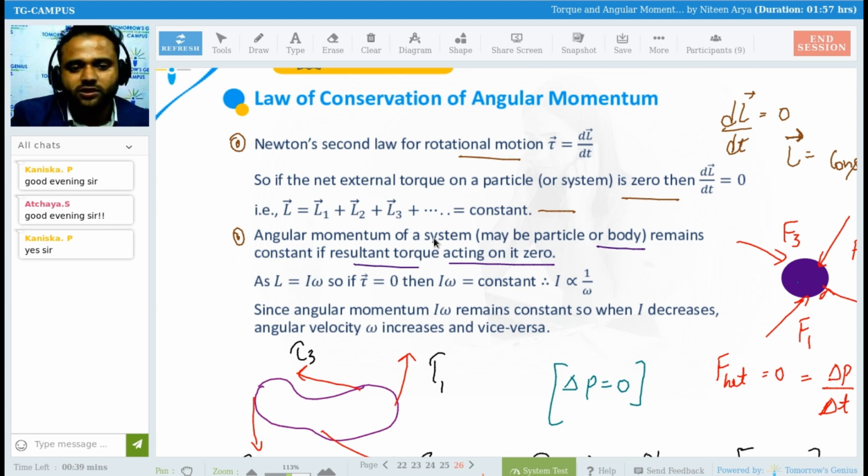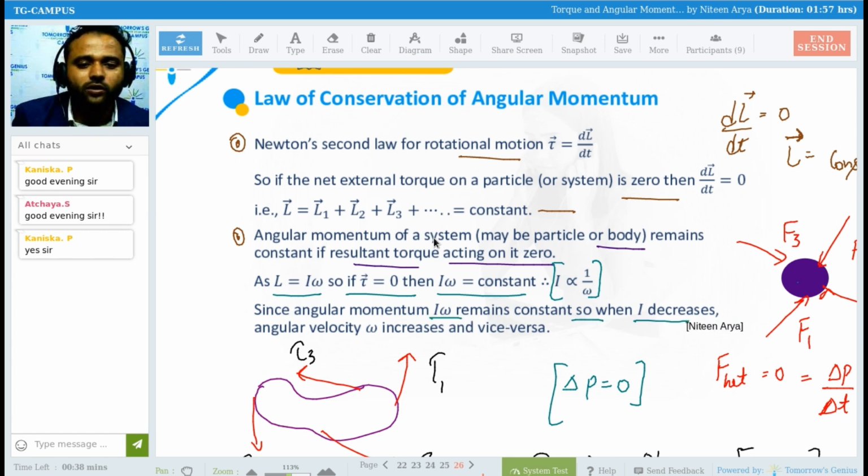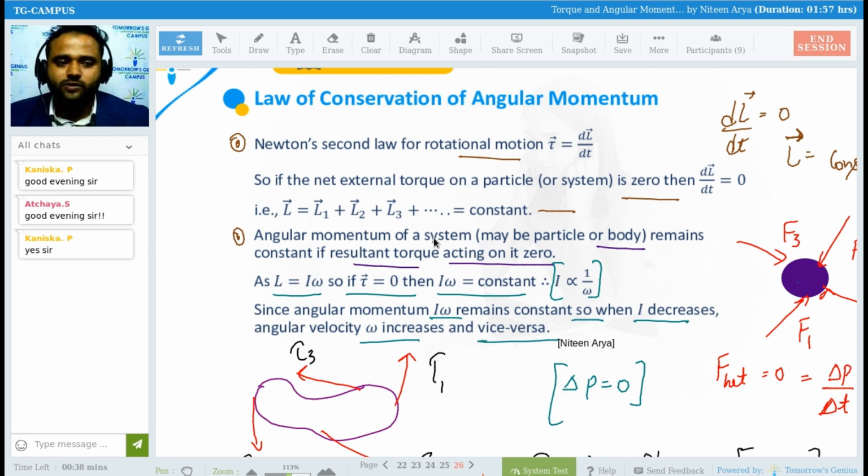Clear this terminology? So the angular momentum of a system, may be a particle or a body, remains constant if we write L equals I omega. If torque T equals 0, I omega equals constant, and I is inversely proportional to omega. Since angular momentum I omega remains constant, when I decreases, angular velocity omega increases, and vice versa. If I increases, omega decreases. Clear?